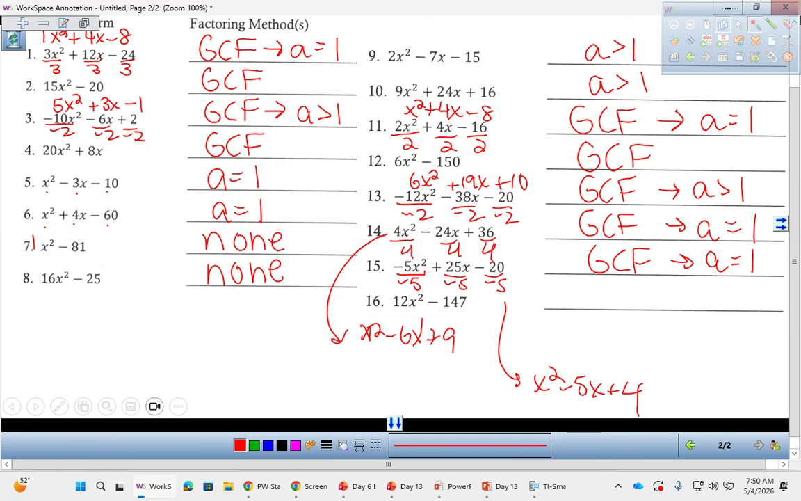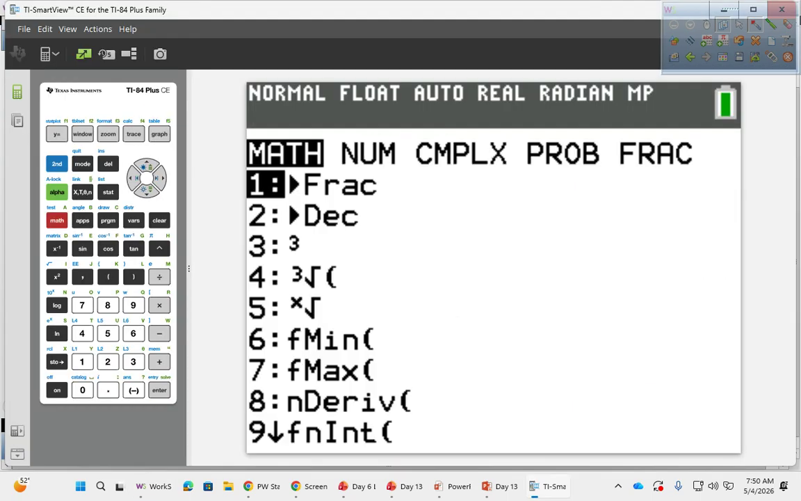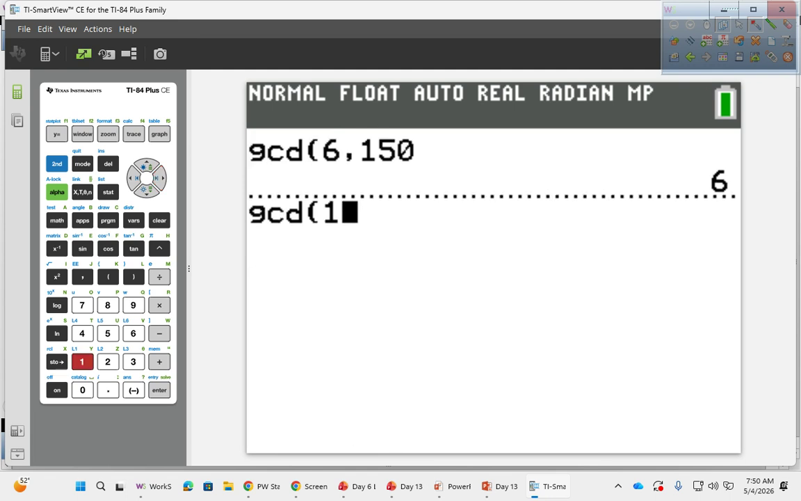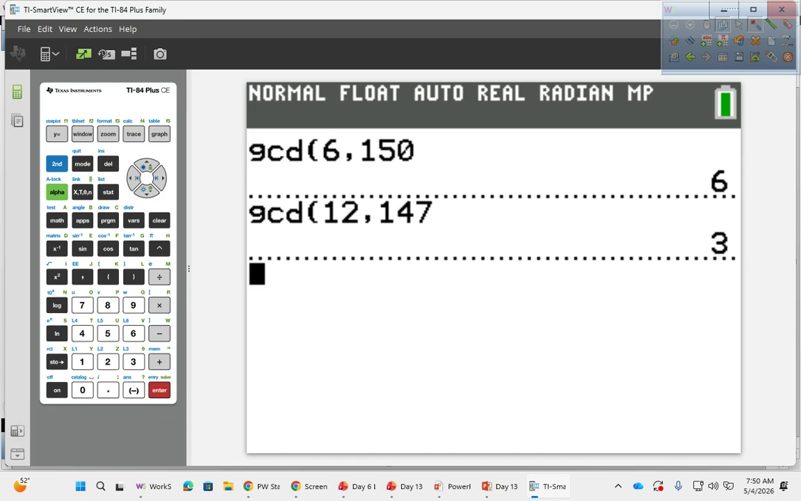Now 16, 12 and 147, I'm not really sure, so I would just do a quick check. It's either GCF or nothing. What was the second number? 147. All right, so they do have a GCF of 3.